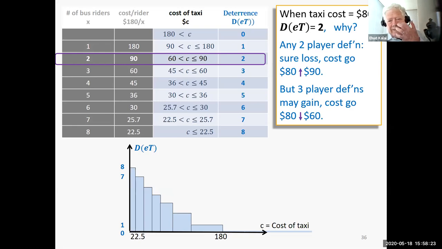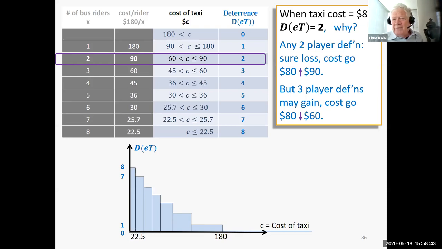If Sylvain and I decide to go on the bus, we are both smart, and we say, well, look, now it's going to cost us each $90. So I don't care what Sylvain wants to do or not. If he comes on the bus or not, it's going to cost me $90 or more. So it's going to be more costly than staying in the taxi. So two-player defection doesn't pay.